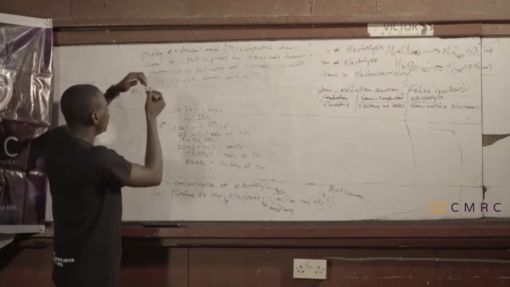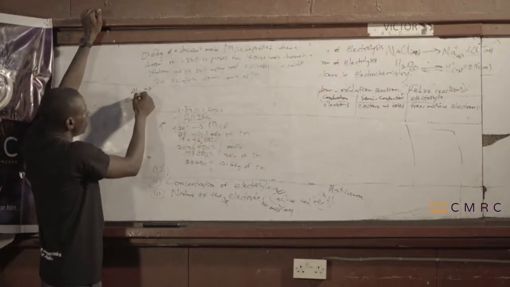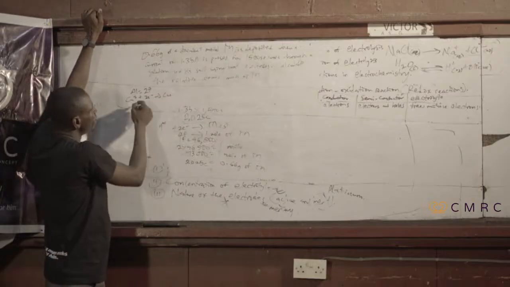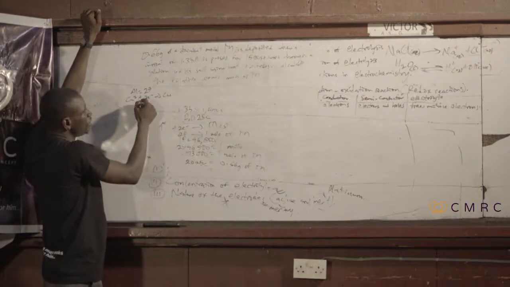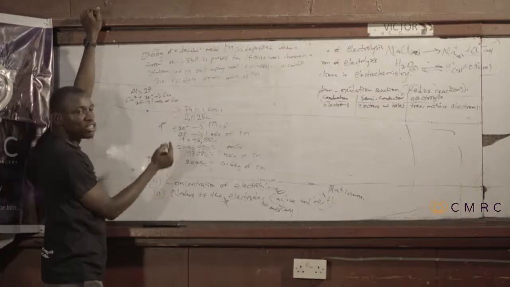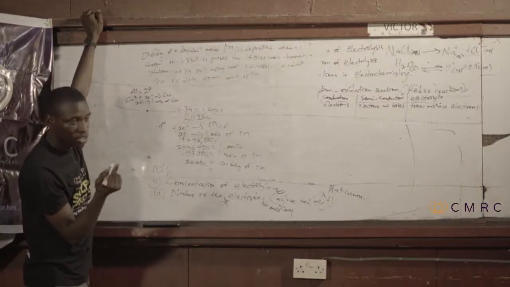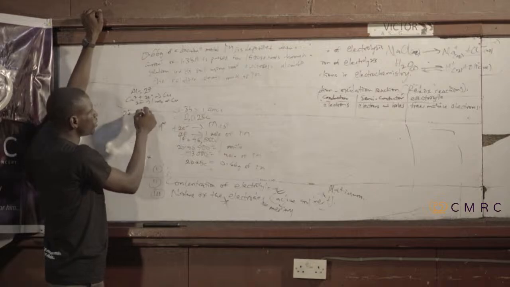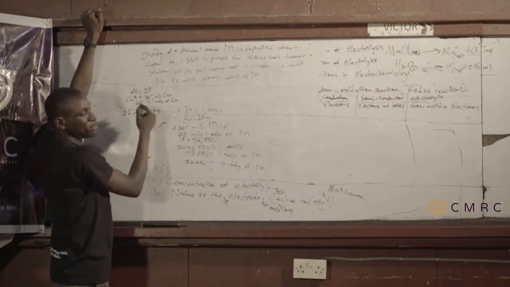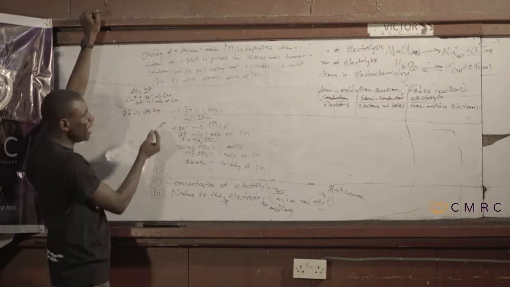So that means, if it is Cu2+ plus 2e- to give Cu, we say 2 Faradays will give us 1 mole of Cu. And because we know that 1 mole of copper is 63.5, we just say that 2 Faradays will give us 63.5 grams. But in this case, we don't know this RAM. That's what we are trying to find.